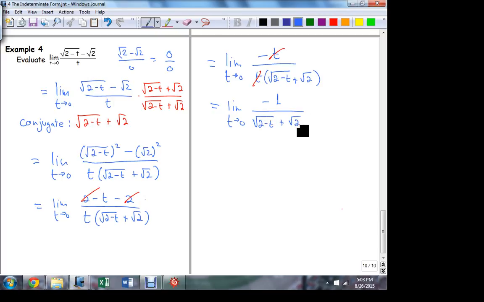Now, I can do a direct substitution. If I replace t with 0, the denominator now is a non-zero value. So under the substitution, what does this become? Negative 1 over, so this becomes the square root of 2, so I'm adding the square root of 2 to itself. So, there.